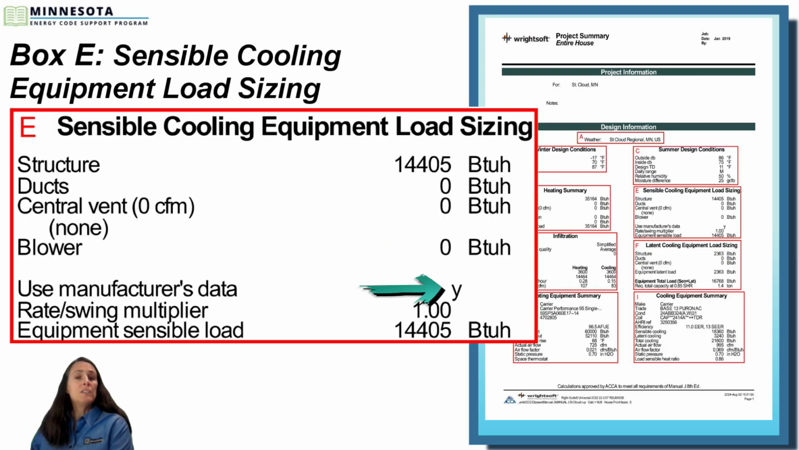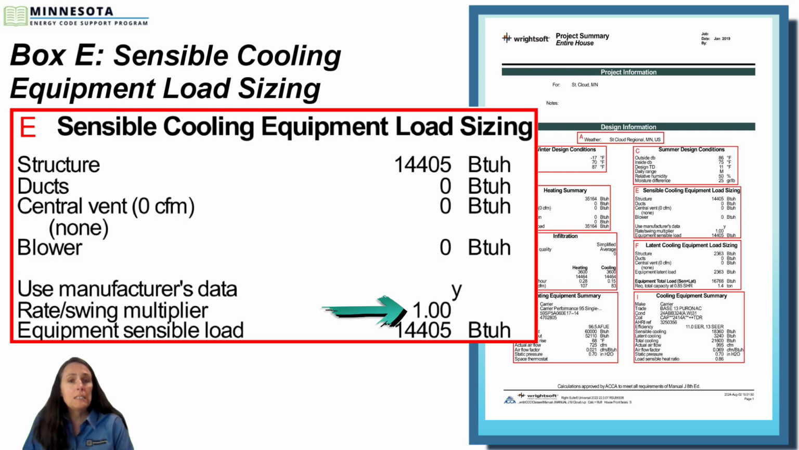Row 5 is use manufacturer's data. Now, this should be selected to say yes. This is going to affect the rate swing multiplier in the following row. This is Wrightsoft's attempt at a Manual S. Now, there is no ACCA approved Manual S software out there. So this needs to be selected as yes.